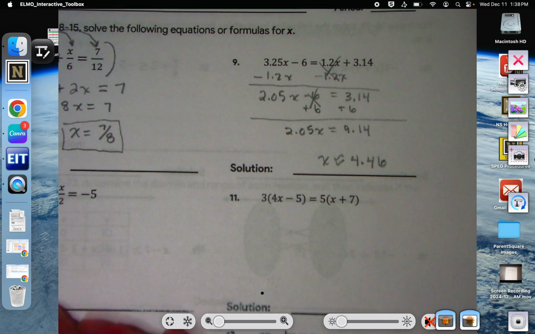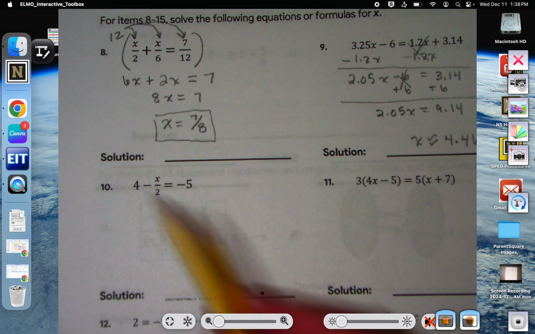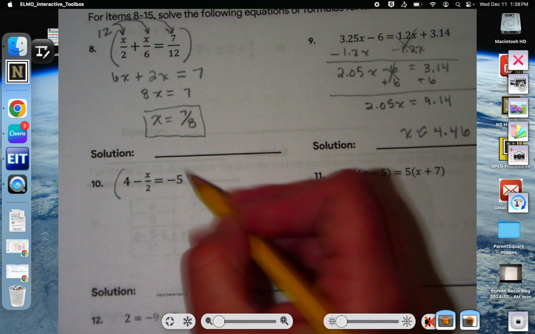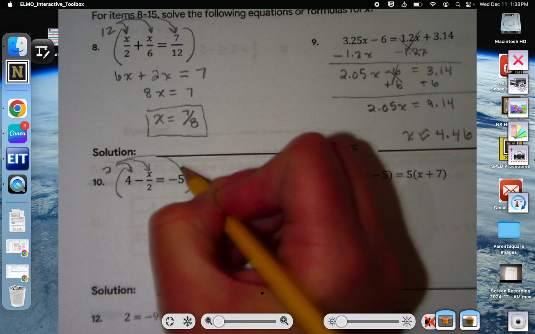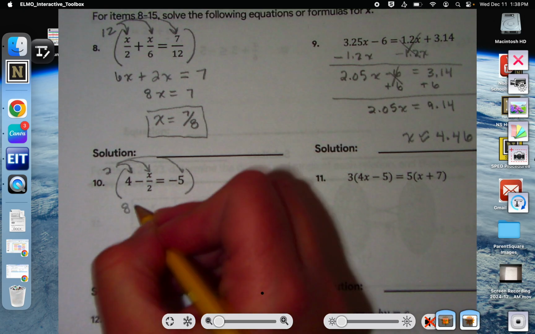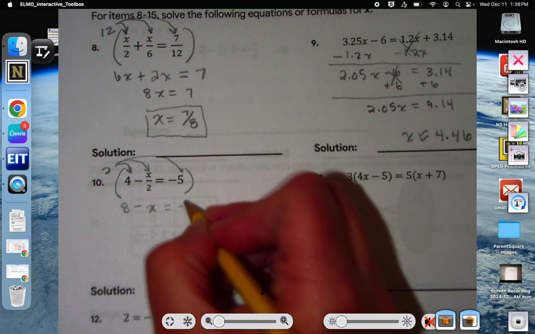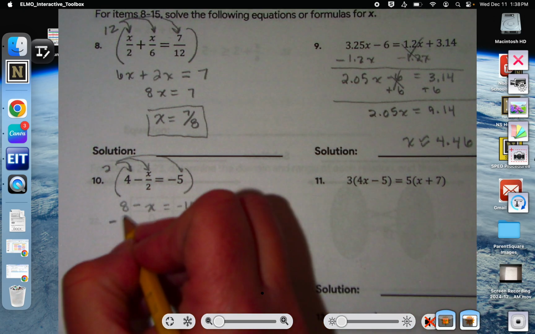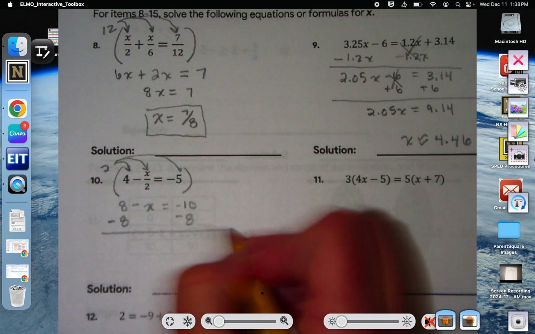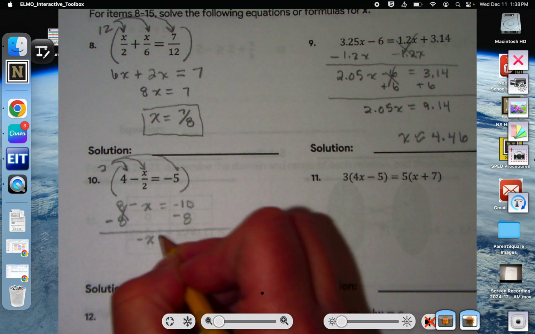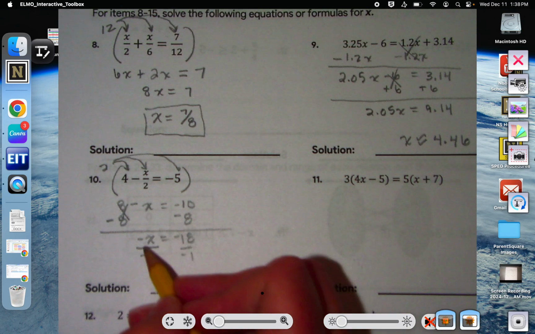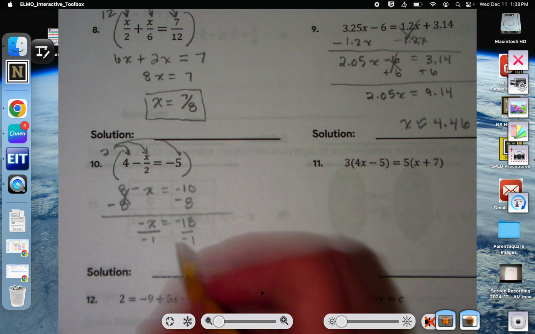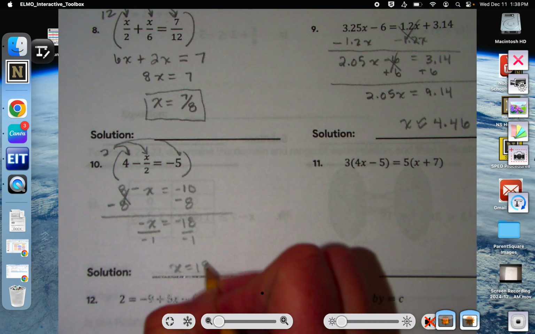Okay, for number 10, I have a denominator again. I'm going to clear that by multiplying everything times that 2 because that's the only denominator. So I'm going to have 8 minus x equals negative 10. Subtract 8 from both sides. Negative x equals negative 18. Divide by negative 1 because I can't have a negative variable. X equals 18.